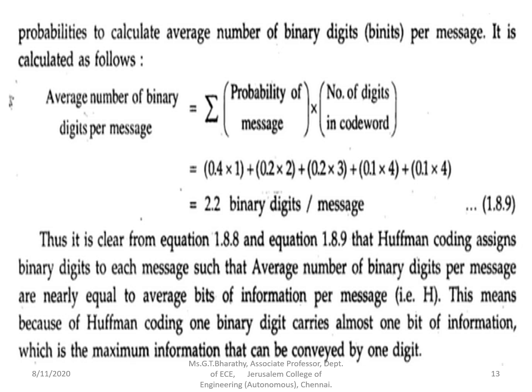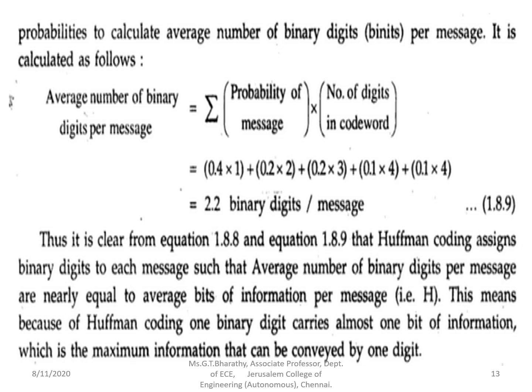The average number of binary digits per message can be calculated as the summation of the probability of each message times the number of bits in its code word. So 0.4 into 1. For the second message, the number of bits in the code word is 2, so 0.2 into 2. For the third case, it is 0.2 into 3, plus 0.1 into 4 plus 0.1 into 4, which gives you the final answer as 2.2 binary digits per message.